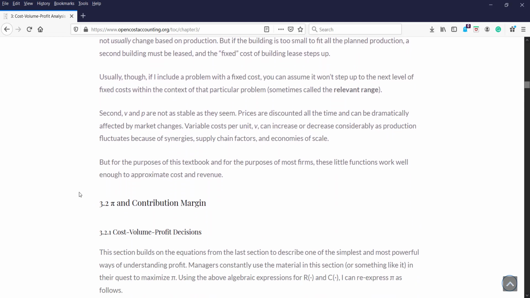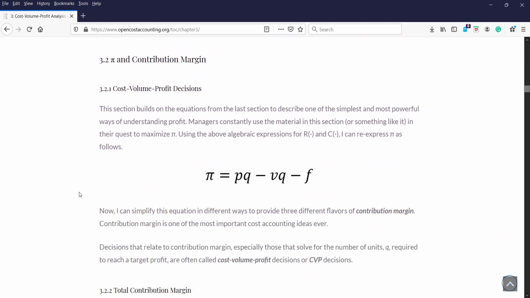So now we can get to total contribution margin. Now, contribution margin, I love contribution margin. Once we separate costs into variable and fixed, the idea of contribution margin naturally emerges, and it ultimately becomes the most important variable in terms of many profit maximizing decisions. In fact, we can pretty easily get to the idea that total contribution margin drives profits algebraically here.